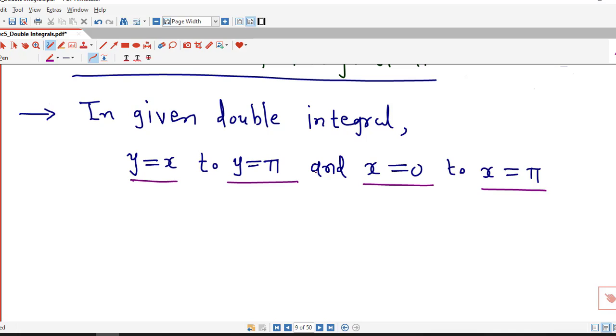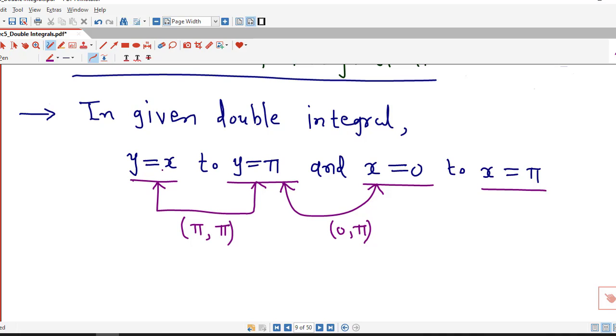So we can easily sketch these lines in the xy plane, and we are able to decide the region of integration in the xy plane, and we can decide the intersecting points also. If we consider these two lines, then they will not intersect, they will intersect if we put x equal to pi here. These two lines will intersect at the point pi comma pi. Similarly, if we consider y equal to pi and x equal to 0, then they will intersect at the point 0 comma pi.